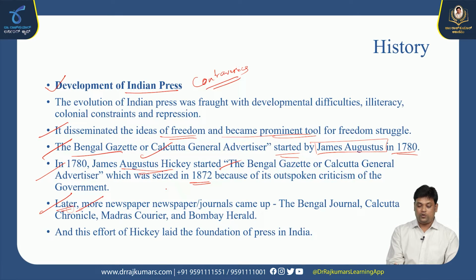Later, more newspapers came into existence, such as the Bengal Journal, Calcutta Chronicle, Madras Courier and Bombay Herald. These are all the other newspapers that came into existence. Okay, so formally James Augustus Hickey laid the foundation of the press in India.